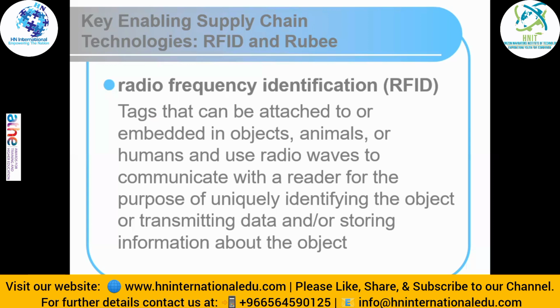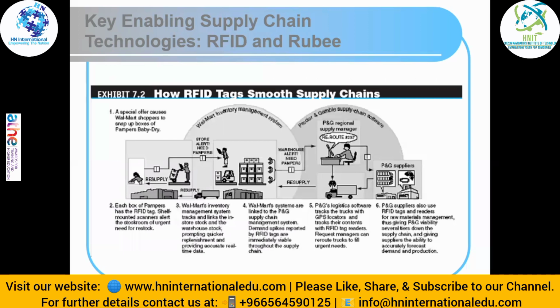So the tags can be attached to embedded objects, animals or humans as well. We wear smart watches. What are those? They're made up of radio frequencies. They use radio waves to communicate with the reader for the purpose of uniquely identifying the object, transmitting data, or storing information about the object, right? And that tag contains the information of the product, how much it costs, what the product code is. So this is the simplest schematic of an RFID tag.